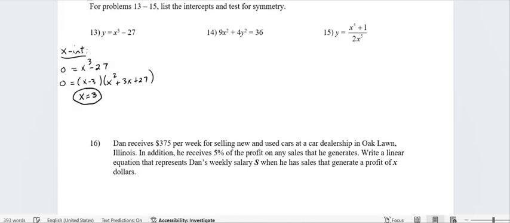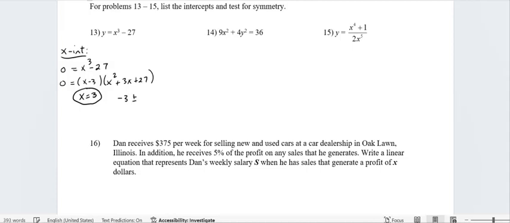So I'm going to have an x-intercept of 3. If we did solve this, it's going to come out to be imaginary numbers. I can prove that to you. Let's just do completing this. We'll just go ahead and do the quadratic formula.